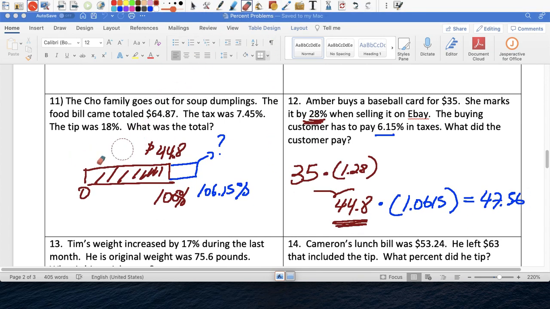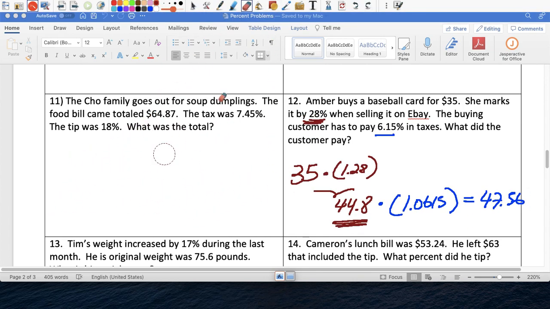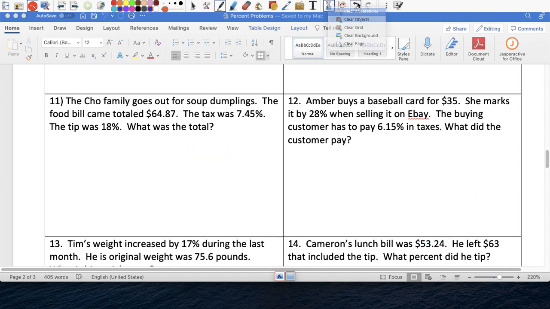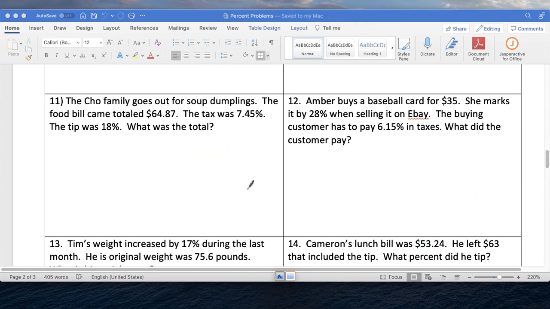Okay. So again, you don't have to do it in 2 steps like I did. That's just me, or those of you who want to do it. 35 times 1.28, because it was a markup, and then times 1.0615. Multiply these 3 numbers, and you should have gotten that.